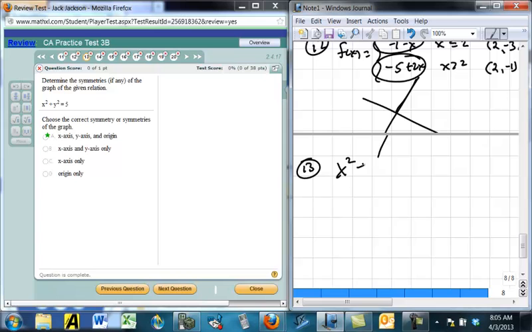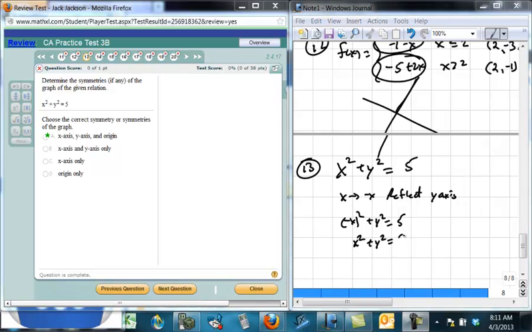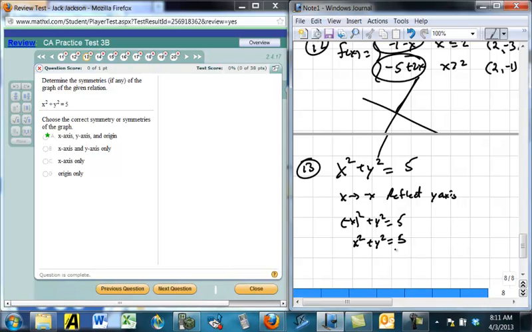Okay, so we have x squared plus y squared equals 5. Determine the symmetries. Probably the easiest way to do this is to check it algebraically. If I take x to minus x, that'll reflect about the y-axis, and we simplify this. Notice that when the dust settles, these are the same. So we reflect about the y-axis, nothing really changed. So yes on y-axis symmetry.